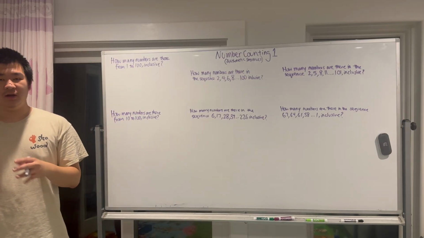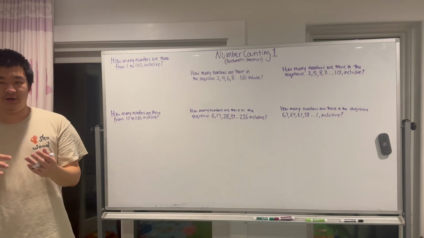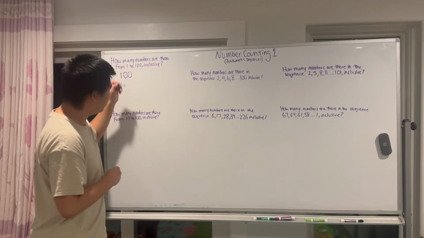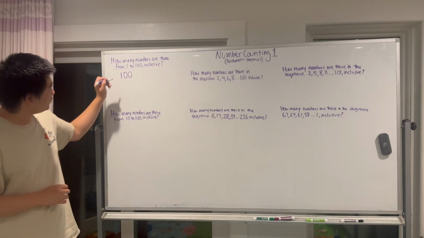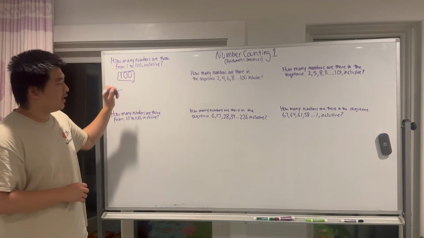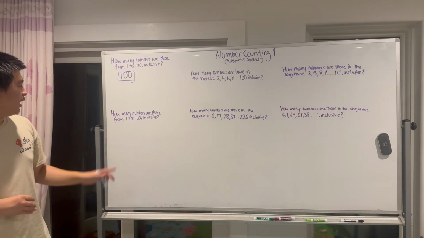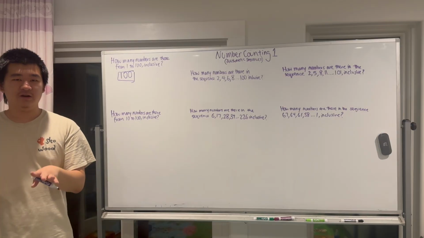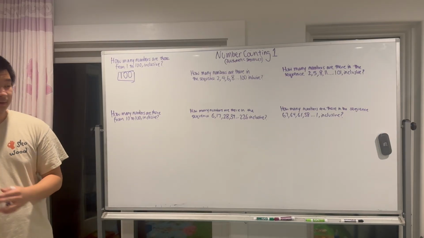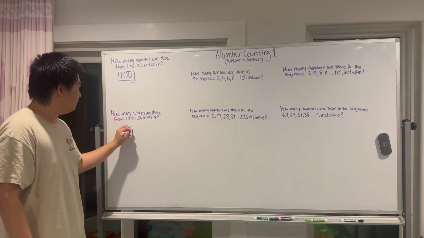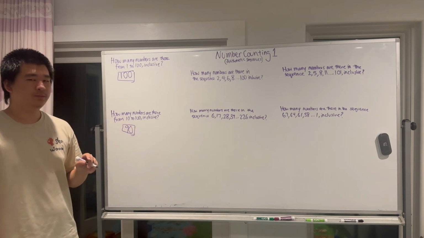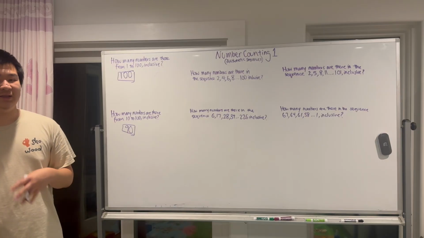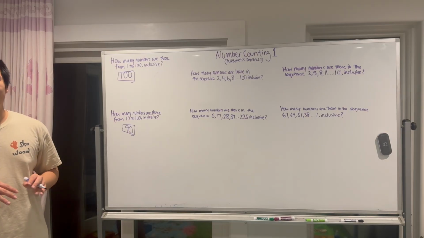Well, I'm sure a lot of you on instinct said 100. And that would be correct. There are 100 numbers from 1 to 100. Very nice. But then when I teach this, I often ask a follow-up question. How many numbers are there from 10 to 100 inclusive? And then a lot of people automatically say 90. They say 90 because they think, well, it's 10 to 100, so I'll just do 100 minus 10, and that gives me 90. But 90 is actually not correct.